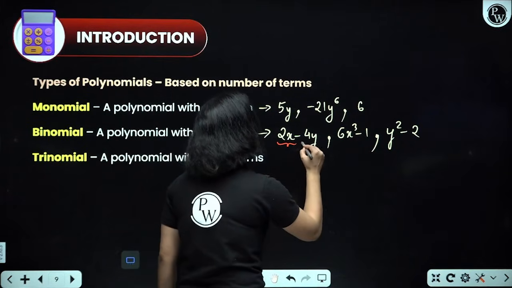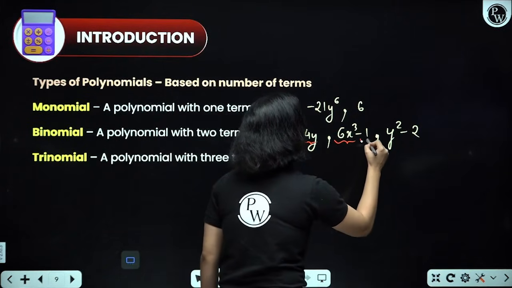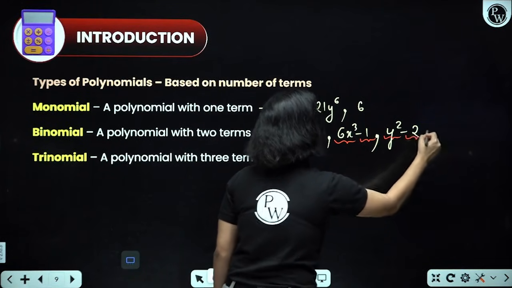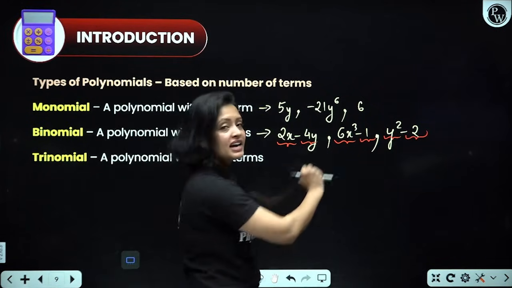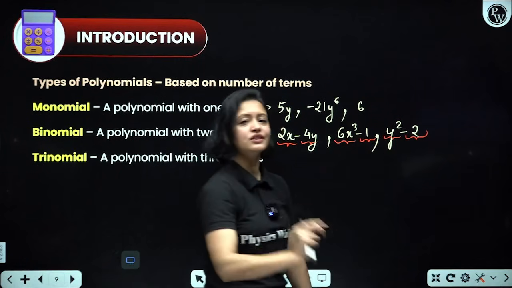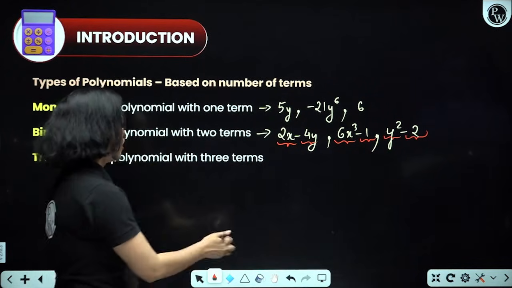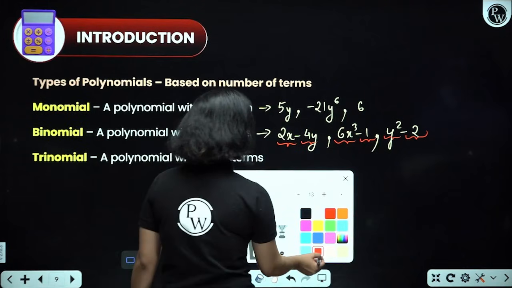And that's why knowing what terms are is important. Can you see two terms in each of these? 2x and minus 4y, these are two terms. 6x cube and negative 1, two terms. y square and negative 2, two terms. Right? Okay.